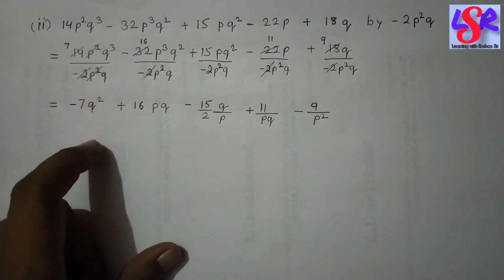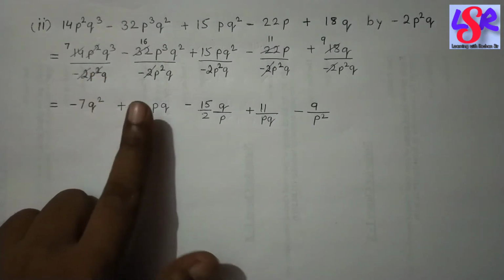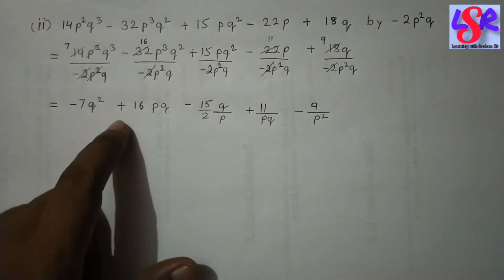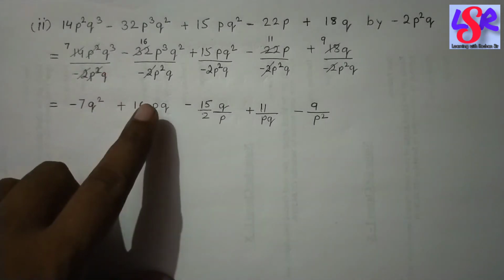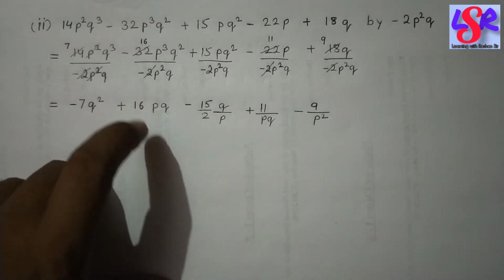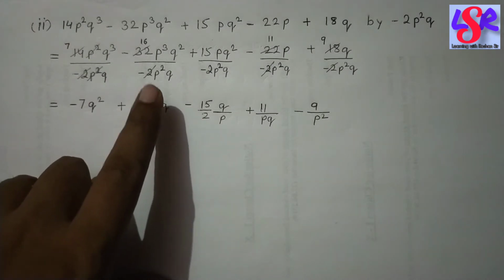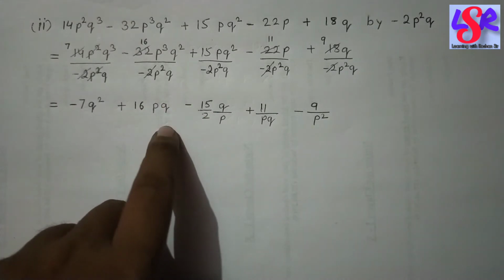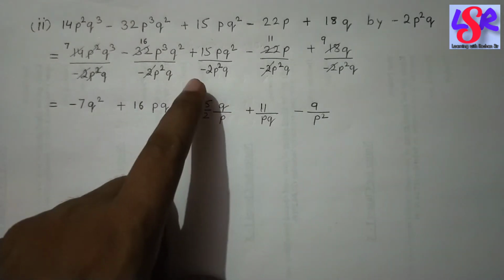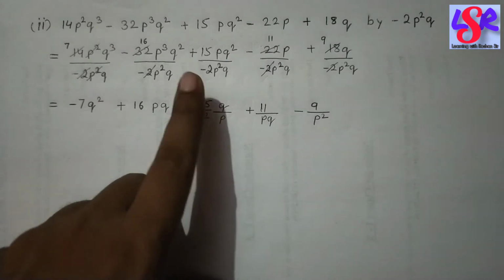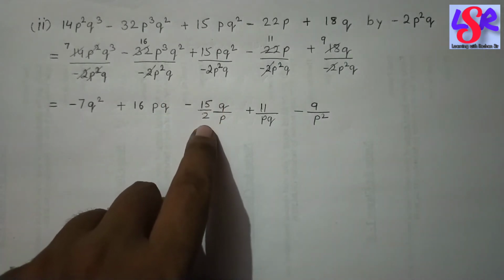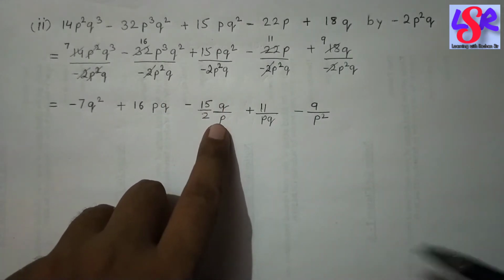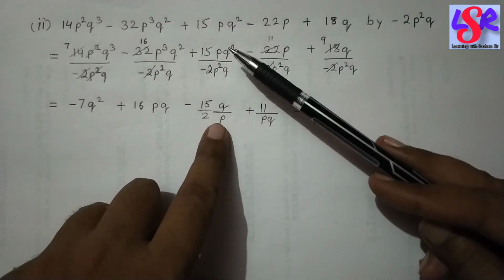P cube upon q is p square. Then over here minus and minus will become plus. Then 32 divided by 2 we get 16. Then p cube upon p square we got p, and p square upon q we got q. And similarly over here minus and plus we got minus sign. Then 15 upon 2 can't be solved, so we just copied it, and then p square and p.